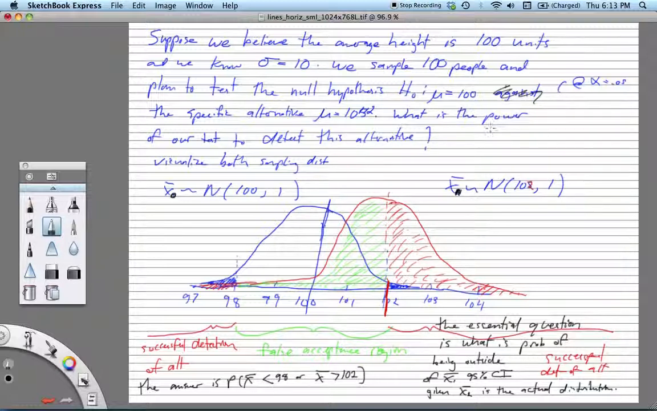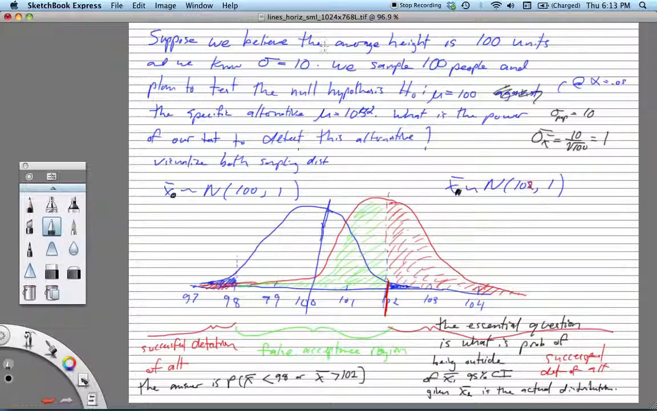So the way I like to visualize this is just to show the distributions of the sample mean. First of all, obviously if we're drawing 100 people, if sigma for the population was equal to 10, then sigma for x bar will be equal to 10 over root 100, which is 1. Okay.